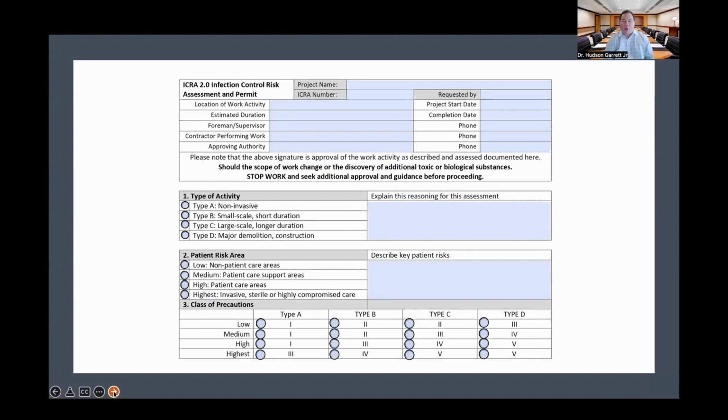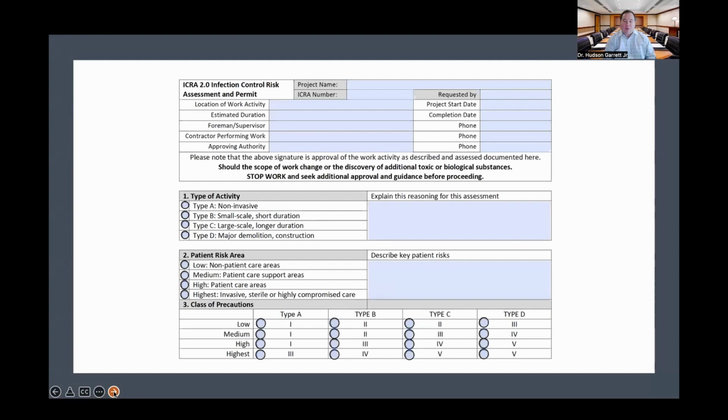This is your actual permit. We're going to pull this up in a PDF in just a moment. I'll provide you the full PDF for both the permit process as well as the checklist in addition to the slides. I'll also send you a link to a great article that summarizes the differences that was published by ASHI. At the very top of your assessment and permit, you're going to start with that project name.